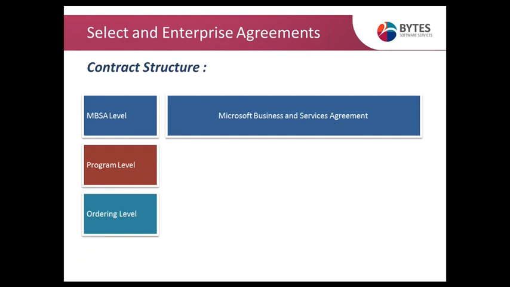If we then look at the programme level, and starting with the Select Plus agreement, if you want a Select agreement, you'll need to sign a Select Plus master agreement. If you're a public sector organisation, this has already been done for you by the Cabinet Office.